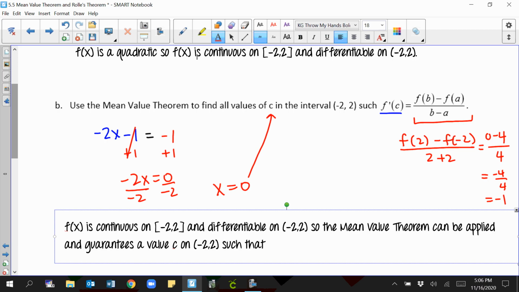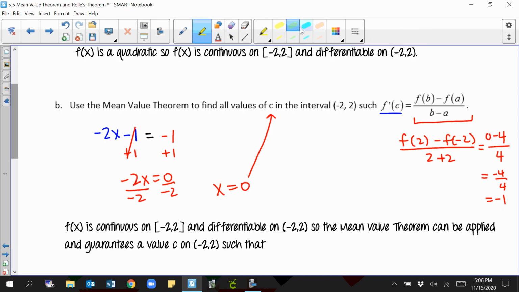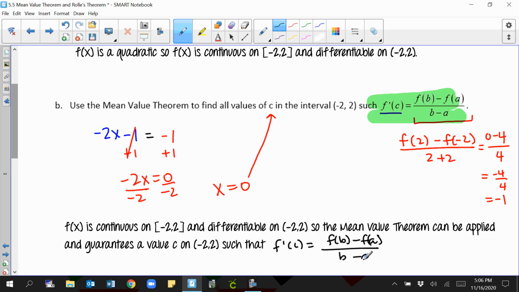and then it guarantees this right here. It guarantees this highlighted part right here. So I'm going to go ahead and write that out, such that f prime of c is equal to f of b minus f of a all over b minus a, and our value of c is 0. So that's kind of how you would write that out.